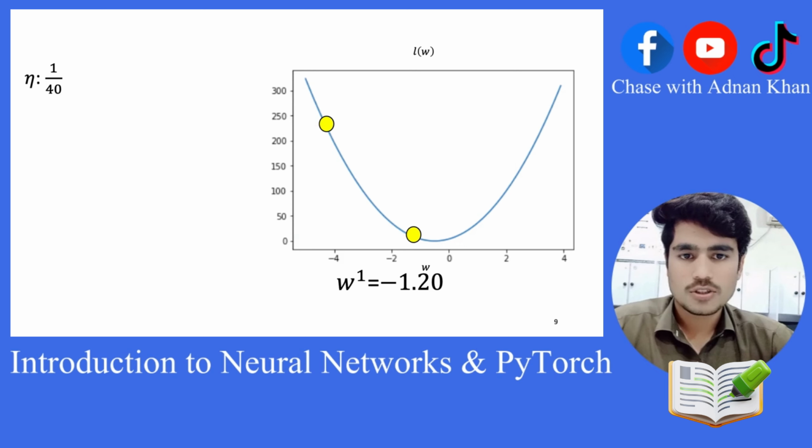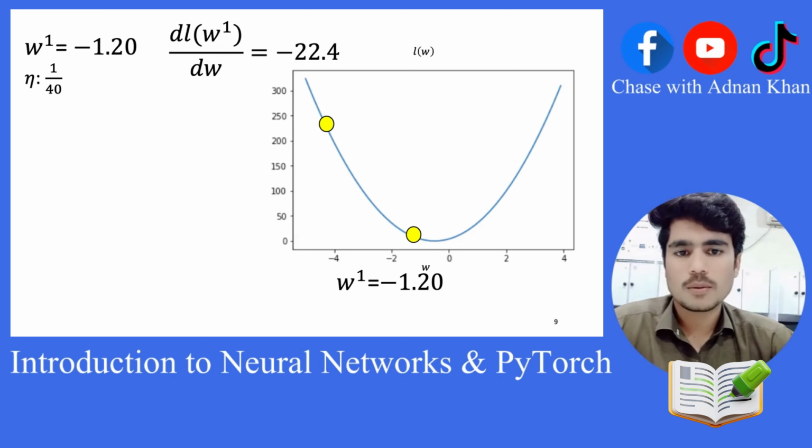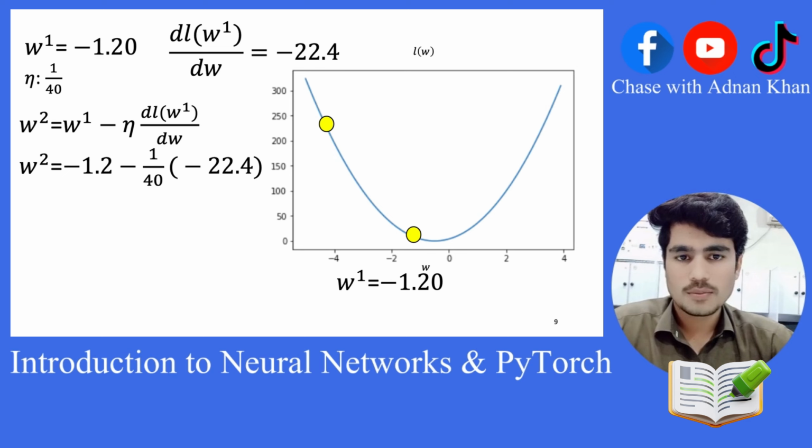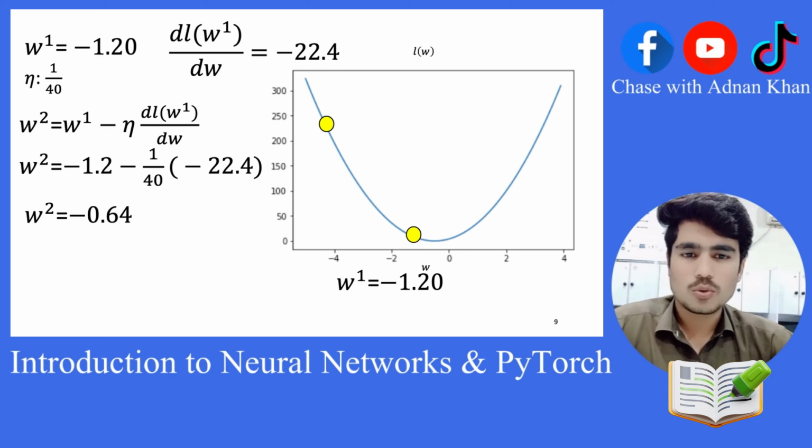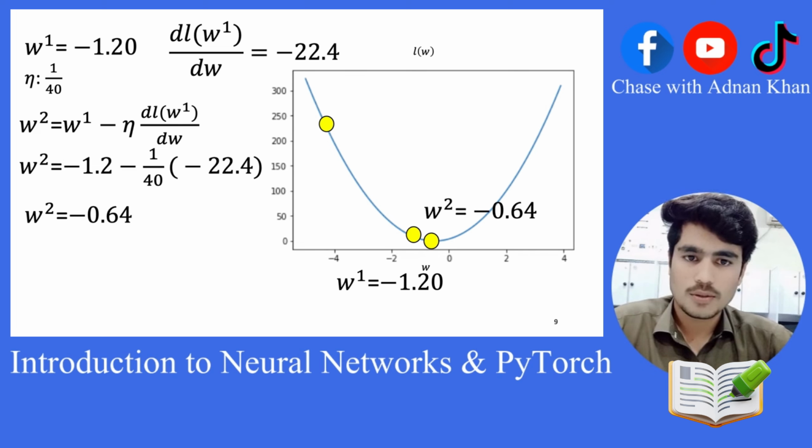For the next iterations, we use the previous parameter estimate of -1.2. We update the parameter value using the update rule. The value for the parameter is now -0.64. The loss function is closer to the minimum. The loss value continues to get smaller.